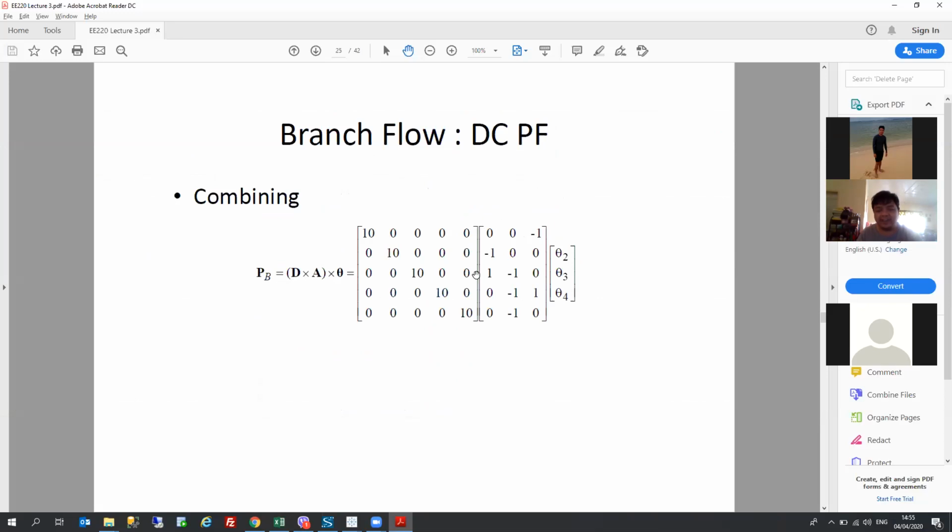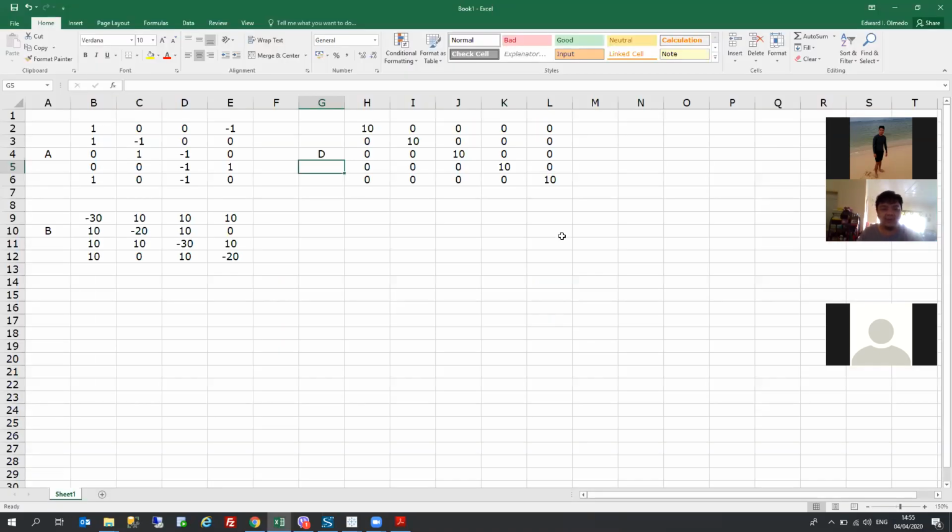Pero guys, balikan natin, wag nating tatanggalin yung first column sa A matrix na wala tuloy yung theta 1 dito kasi ginawang reference bus siya. So for the problem, wag nating gawin yung ginawa nung nasa notes, but instead, let's just get D times A. Huwag natin tanggalin yung first column. Naalala naman yung pag multiply. So i-multiply mo yung D na 5 by 5 sa 5 by 4. So ang lalabas 5 by 4.